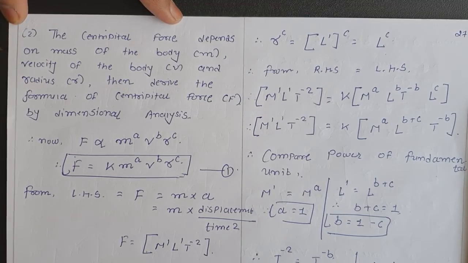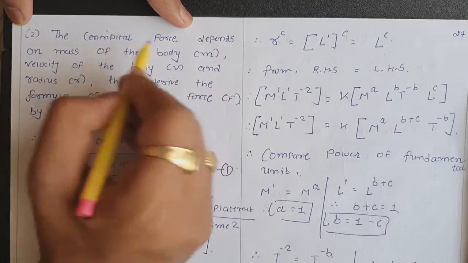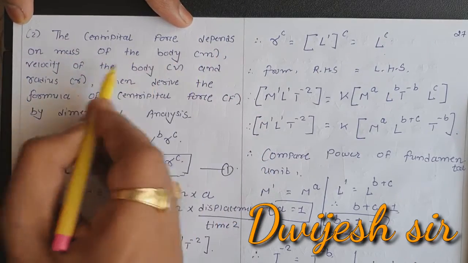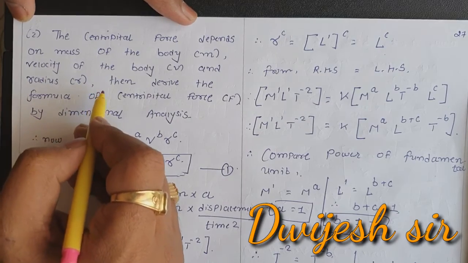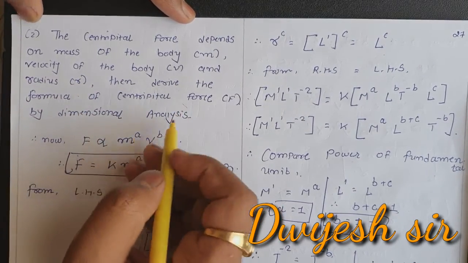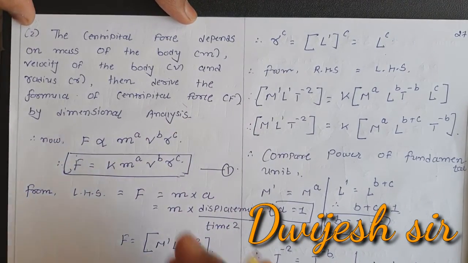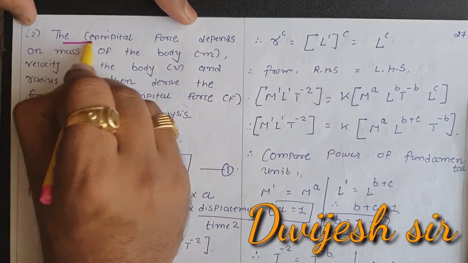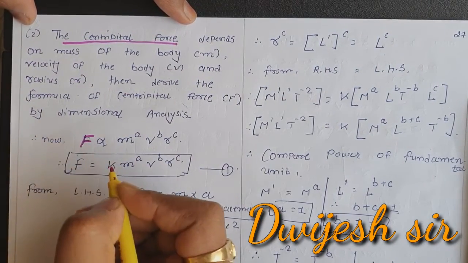Now here is another example. In this example, the centripetal force depends on the mass of the body m, the velocity of the body v, and the radius r. Then derive the formula for centripetal force F by dimensional analysis. So what you have to see in this example? First of all, centripetal force equals F.